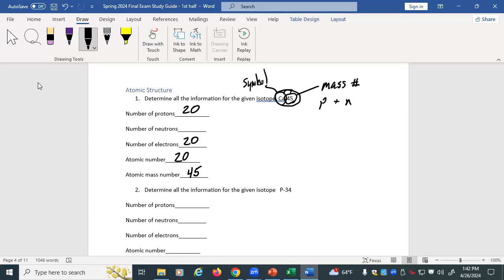Now, for the number of neutrons, the mass number is equal to 45. And that's equal to 20 protons and however many neutrons. A little bit of simple subtraction tells us that the number of neutrons has to be 25. So for these kinds of questions, that's really all that you have to do: recognize what the element is, find it on the periodic table, and the atomic number tells you the number of protons, the number of electrons, and then the mass number minus the atomic number tells you the number of neutrons.